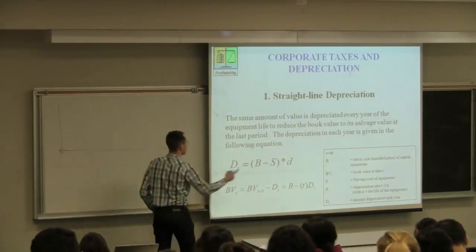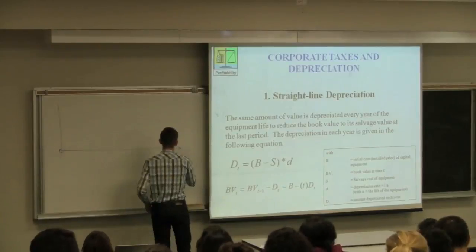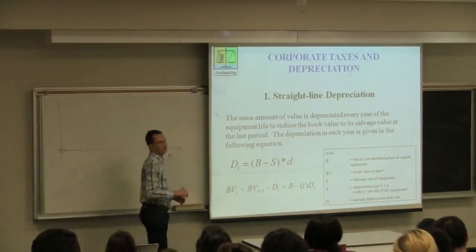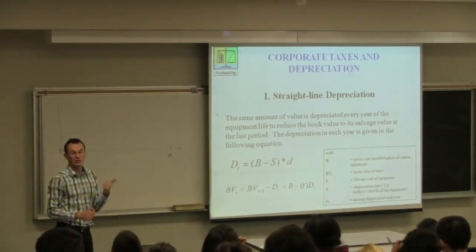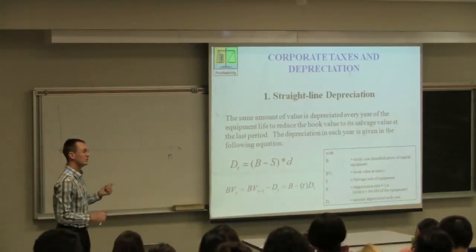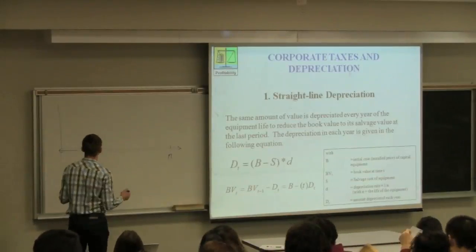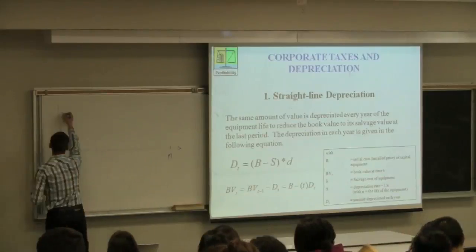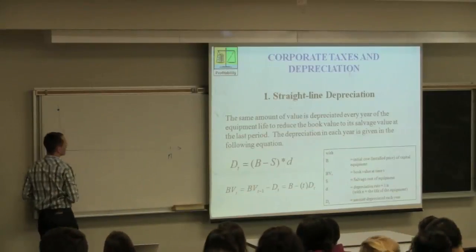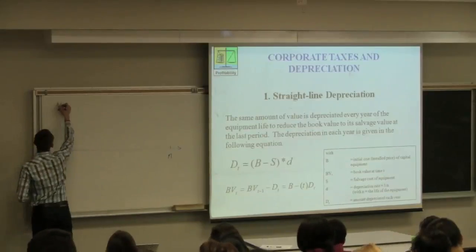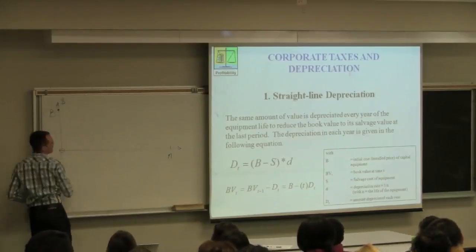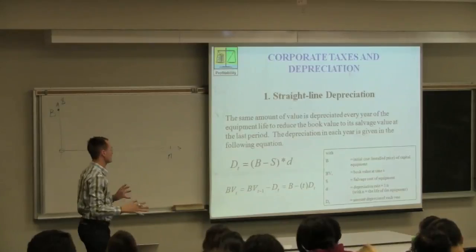So n, lowercase n, is the life of the equipment. That's the time I feel that lifetime ends. That's the value you choose, so you have to have some knowledge of that. Here's the purchase and installation costs. I'm just going to call that B. Capital B dollars is the base cost, installation, everything.